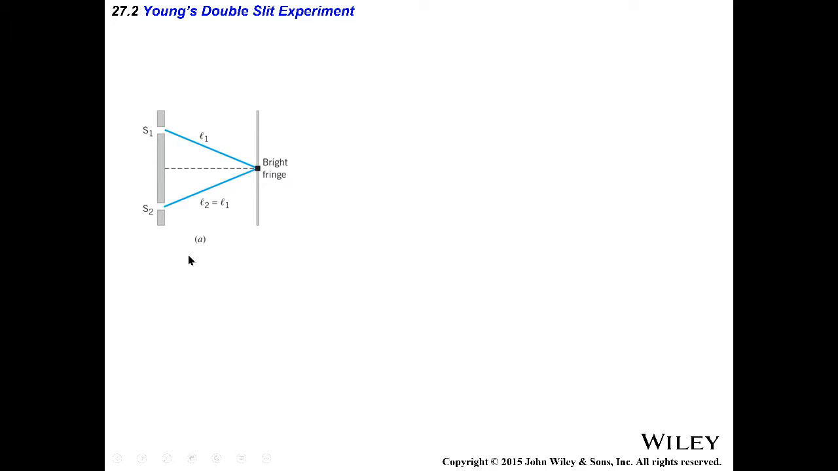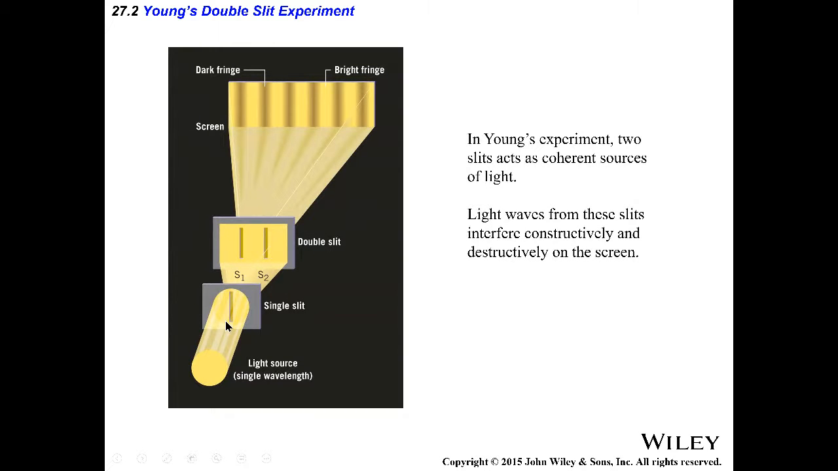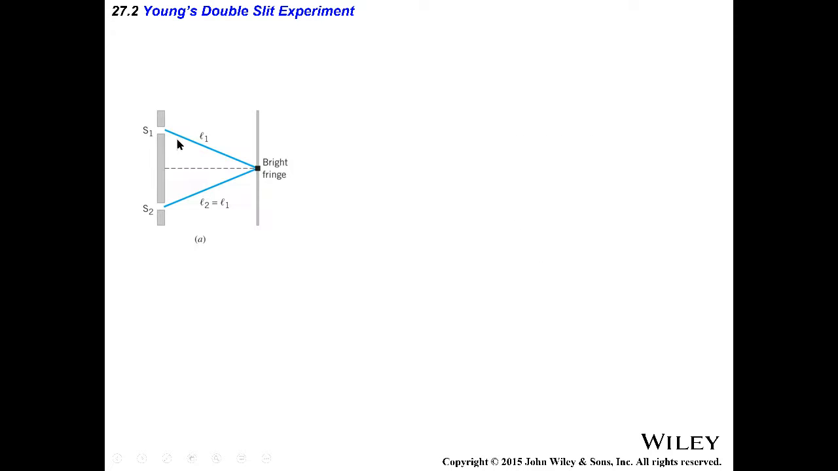Why? Because you have to go back to this picture here. They came from a single source. All right? They came from a single source. So they are coherent. And it was a given wavelength, whatever is the single wavelength. So I have a coherent source of light at a given wavelength lambda.